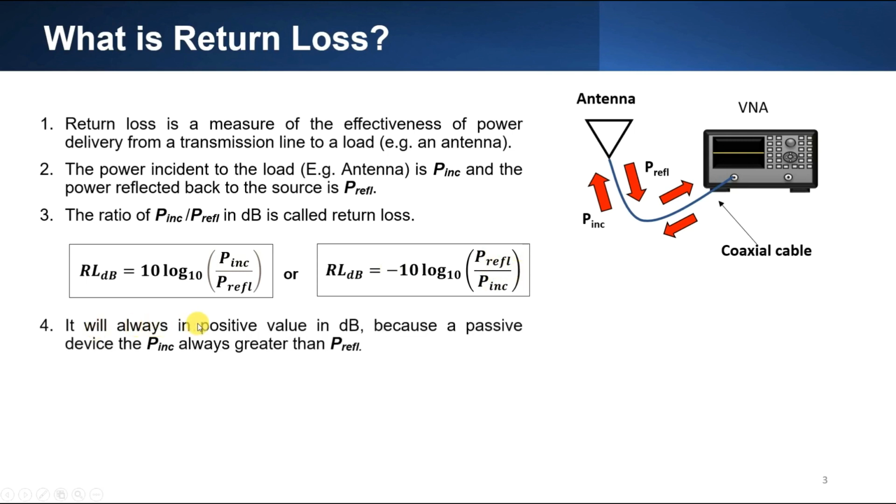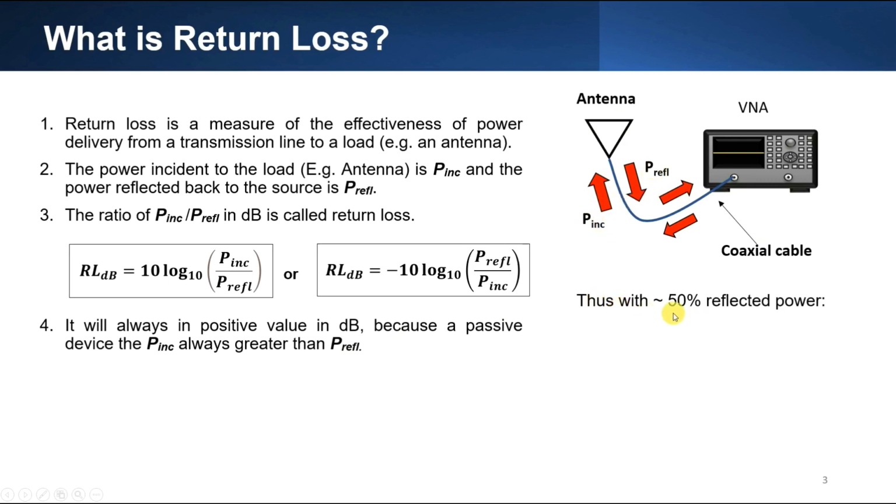It will always be a positive value in dB. That means the return loss will always be a positive value, because for a passive device, the power incident is always greater than the power reflected. Okay, it's impossible that the power reflected from a passive device would be greater than the power incident transmitted from your VNA.